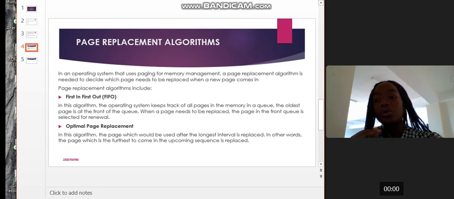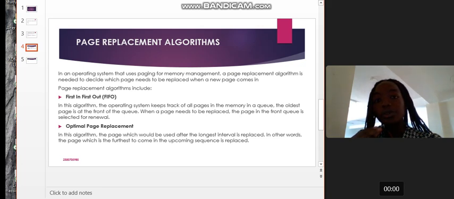Some of the page replacement algorithms include first in, first out, which can be abbreviated as FIFO. Under this algorithm, the operating system keeps track of all pages in memory in a queue, with the oldest page at the front of the queue. When a page needs to be replaced, the page at the front of the queue is selected for removal, and it goes on and on.